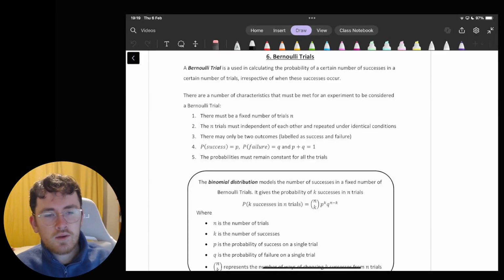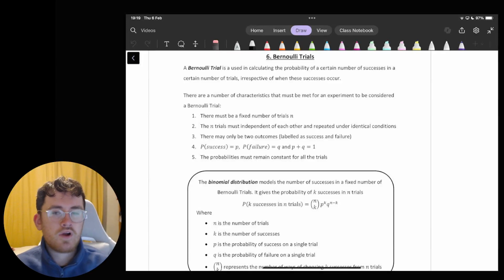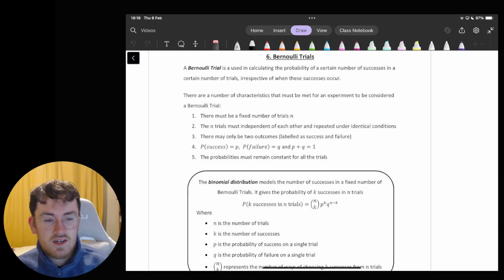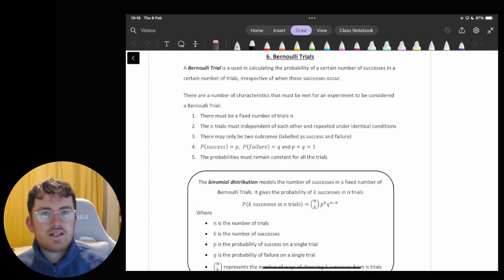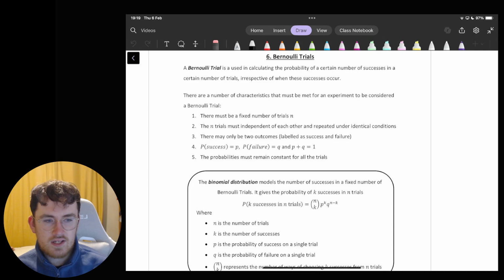Okay, so we're going to look at one of the primary questions we use within probability here, which is a specific type of probability experiment that we can calculate the probability of, and it's called a Bernoulli trial. It's used to calculate the probability of a certain number of successes within a certain number of trials, irrespective of when those successes occur.